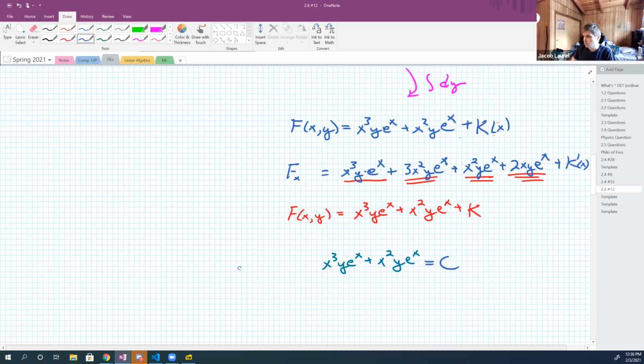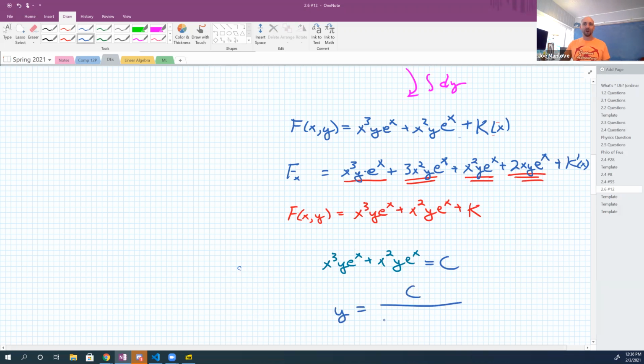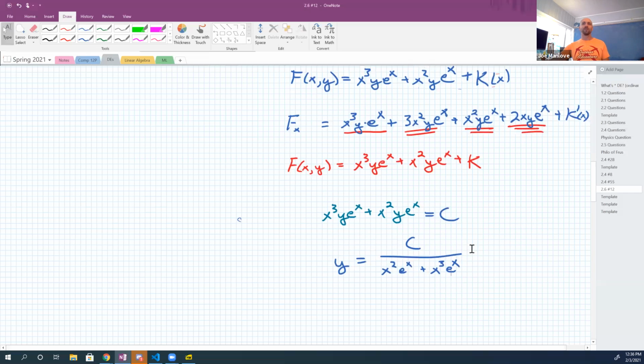What's special about this one? This is actually a cool problem. You can solve it explicitly, can't you? Yeah, this one's rad because I can get an explicit solution. I can factor a y out and then divide. So this is going to give me the explicit solution. y is c over x squared e to the x plus x cubed e to the x. I don't know why I switched the order there. But that's kind of rad. I don't often get explicit solutions here.